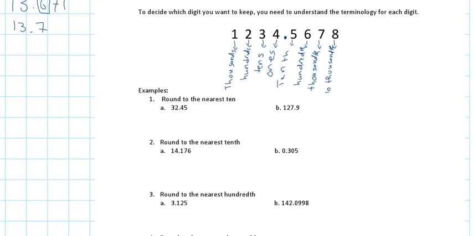So the 2 is the ones, right? Because that's the first one before the decimal. It's the 3, right? Because you see that 2 digits before the decimal. So basically this is my 10 digit.